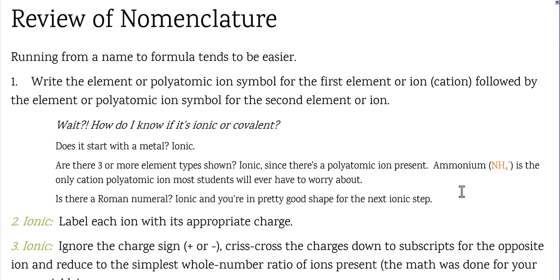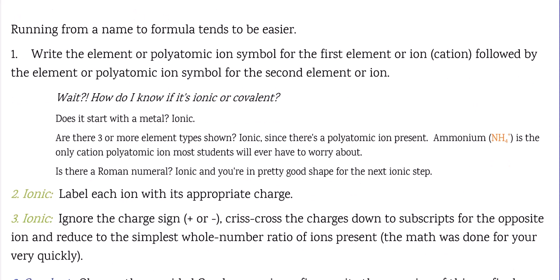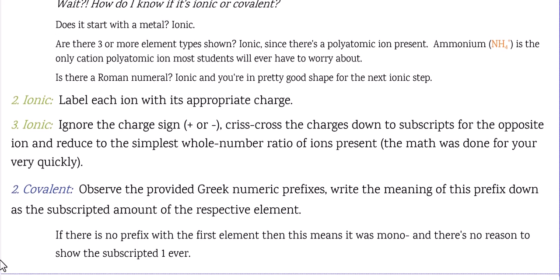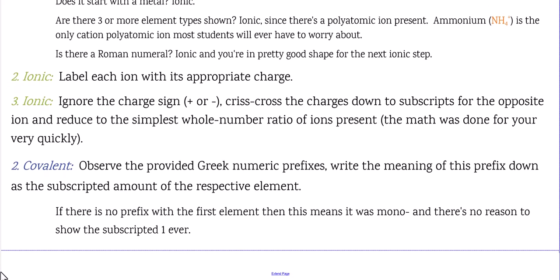If it's covalent, well, everything's kind of labeled out there for you because if you know your Greek numeric prefixes, or at least have a list to look at, it's pretty easy to look at them and say, aha, tetra, well, that means there's 4 of something. Penta, ooh, there's 5 of that thing. Hexa, oh, there's 6. Mono, ooh, there's 1. Oh, it's not listed. It must be mono. There's just 1 of that. So you're going to take those Greek numeric prefixes and write the meaning of that prefix down as the subscripted amount for the respective element.